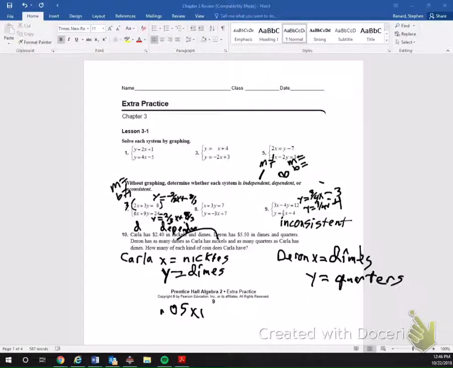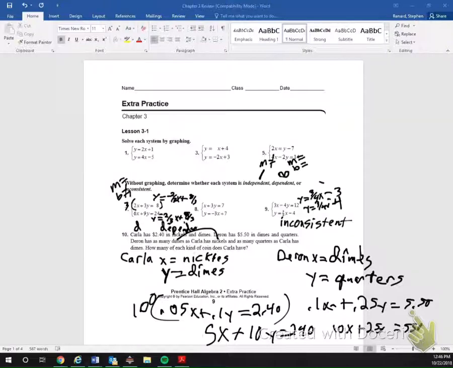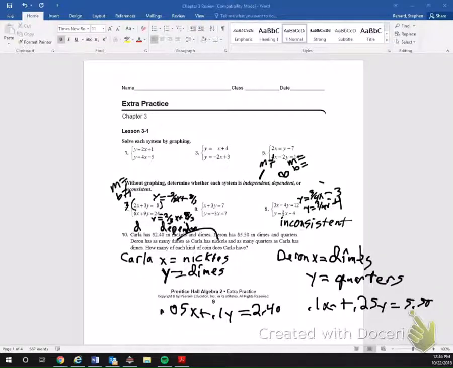So then I'm going to set up my two equations right there. So 0.05x, because that's the value of each nickel. And so I know that if I multiply the number of nickels by 0.05, and add it to the number of dimes by 0.1, then I'm going to get the total that Carla has at $2.40. With Darren, that's 0.1x, the number of dimes, plus 0.25y, or 25 cents for the number of quarters. And that's going to equal $5.50.